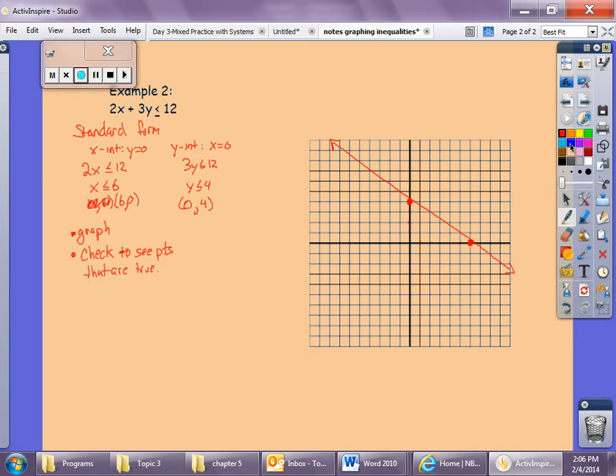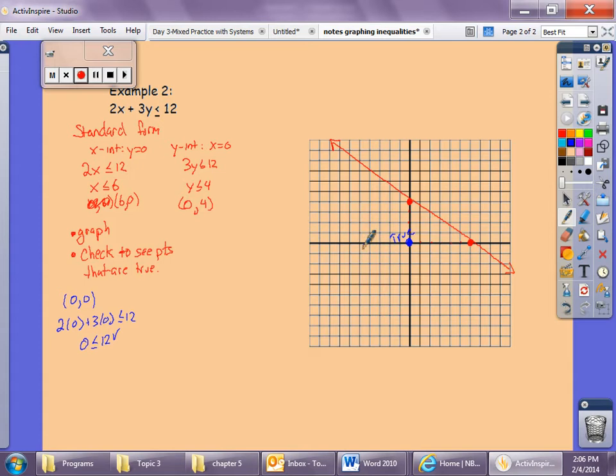So we'll take a look at 0, 0. It's the easiest point to work with, so that's why I always use 0, 0. So that's the first point. I have 2x plus 3y is less than or equal to 12. So 2 times 0 plus 3 times 0 less than or equal to 12. Well, 0 plus 0, that's true. So this is true.